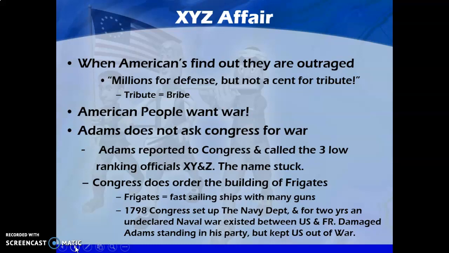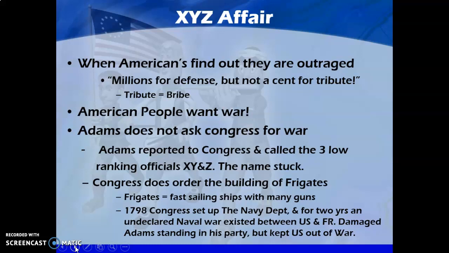The reason he called them X, Y, and Z is because he didn't want to give them the legitimacy of naming them, because you're naming somebody for a bribe. And he said, I'm not even going to name them. They're just X, Y, and Z. They're the low-ranking officials. So the name sticks, and that's how you get the XYZ Affair.